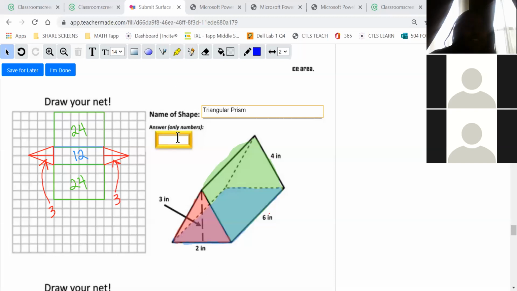So to find the total surface area, I am now going to add my 24 plus my 12 plus my 24 plus my 3 plus my 3, and I get a total of 66. So my units, it's 66 squared inches.